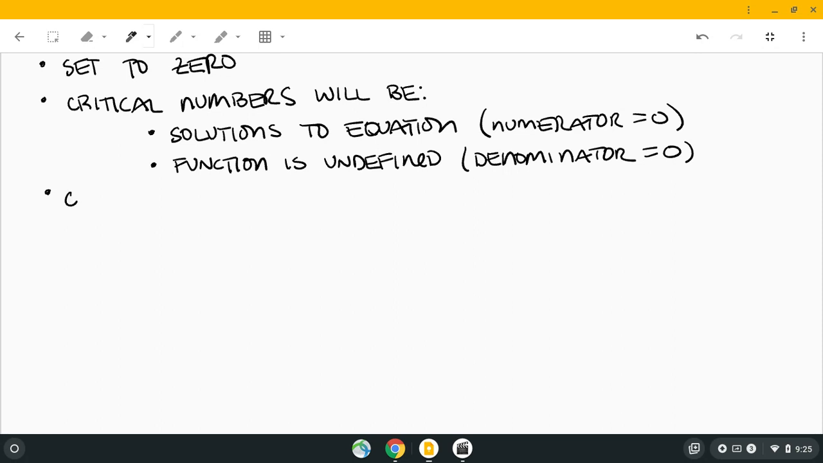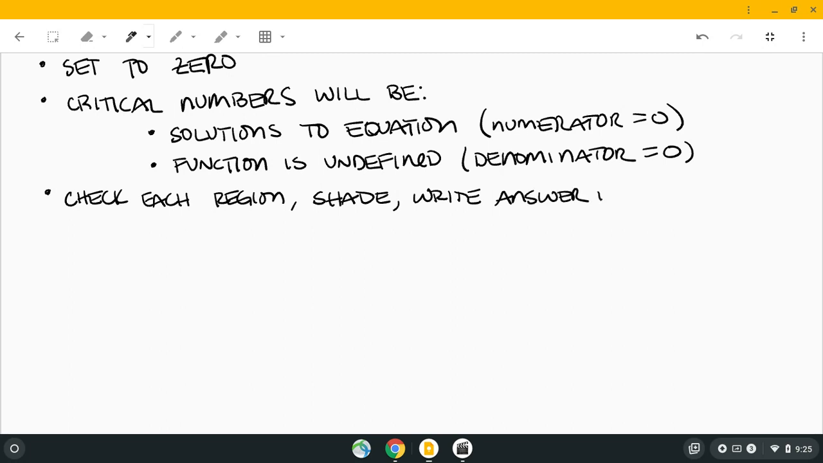And again, you just check each region. Shade, and then write answer in interval notation. Okay. All right, so let's take a look at this one.